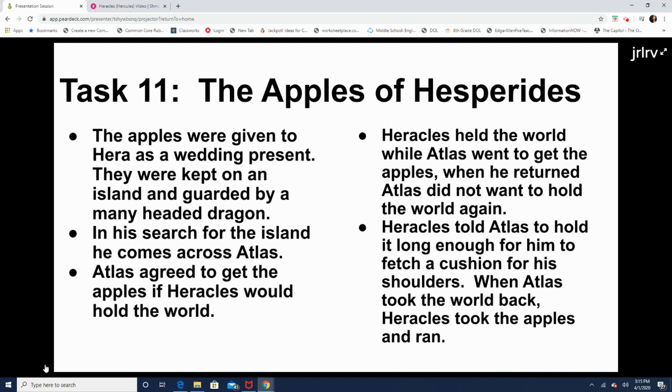Atlas agreed to get the apples if Heracles would hold the world. Heracles held the world while Atlas went to get the apples. When he returned, Atlas did not want to hold the world again. Heracles told Atlas to hold it long enough for him to fetch a cushion for his shoulders. When Atlas took the world back, Heracles took the apples and ran.